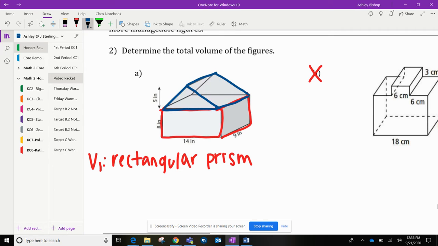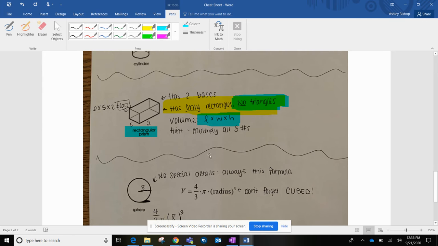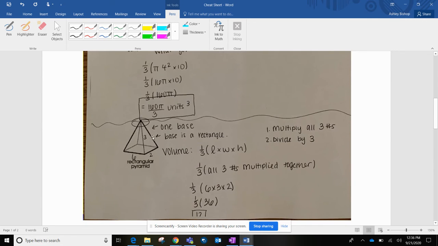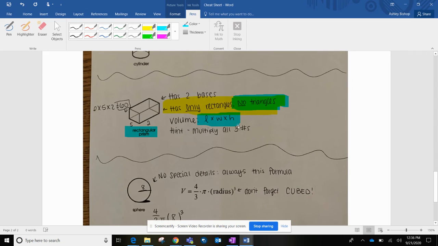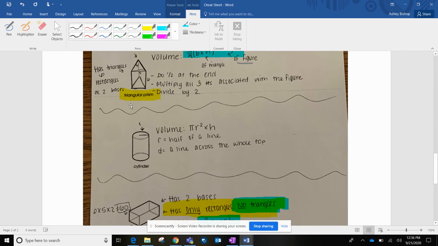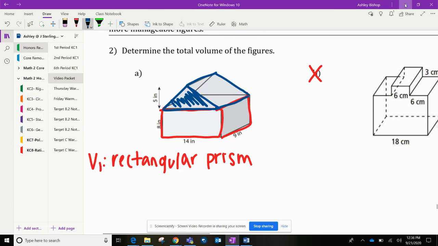And this house has triangles inside of it. It has triangles on the base. And it's not a pyramid because it doesn't have a pointy top. So if I go to my cheat sheet, it's not a pyramid because it would have a very pointy top. But if I look, it's either a rectangular prism or a triangular prism, and a rectangular prism has no triangle. So it cannot be that. So it must be a triangular prism. So the volume of my second figure, this is V2, is a triangular prism.